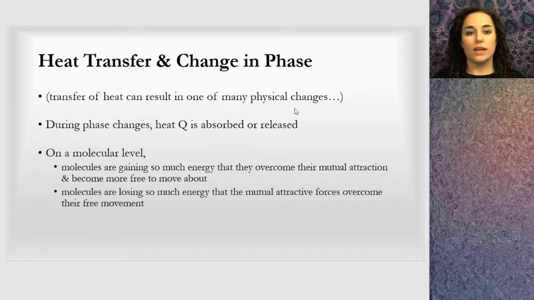Transfer of heat can result in any number of physical changes, and when heat is absorbed or released, we can see on a molecular level in the substance, the molecules are gaining so much energy that they overcome their mutual attractions with one another and become freer to move about. Or the molecules are losing so much energy that the mutual attractive forces take over, and so they're no longer free to move about. So that's what happens in phase change: this energy goes into either overcoming mutual attraction, or heat is lost and these mutual attractions take over.